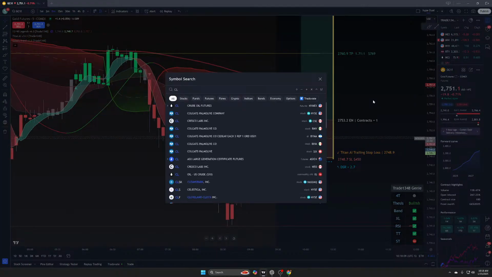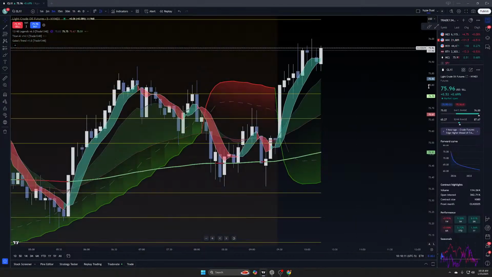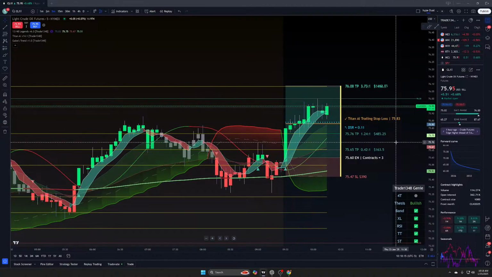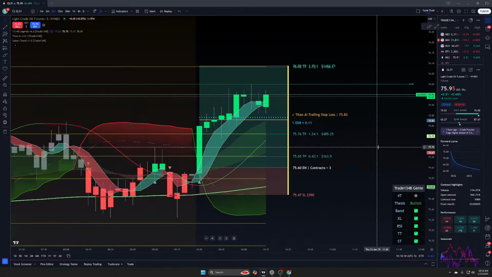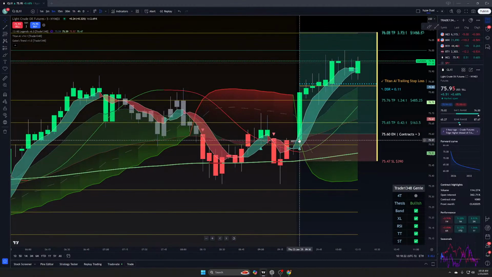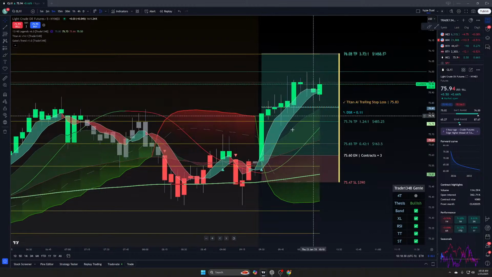Then let's go ahead and look at CL. Now CL is just okay, guys. This is textbook 1348 trade design, right? 1348. We get the cross, we get the Gabe's trends, we are above the 200. Clear as day, is it not?